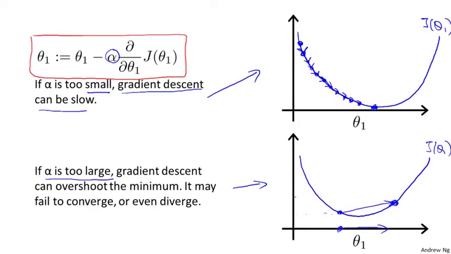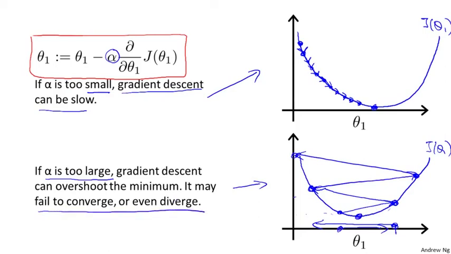Now my derivative points to the left. It says I should decrease theta. But if my learning rate is too big, I may take a huge step going from here all the way out there. So I end up going out there. Right? And if my learning rate is too big, I can take another huge step on the next iteration and kind of overshoot, and so on, until you notice I'm actually getting further and further away from the minimum. And so if alpha is too large, it can fail to converge or even diverge.